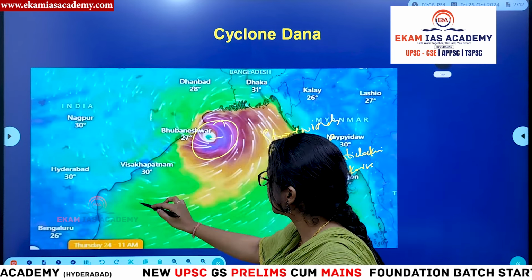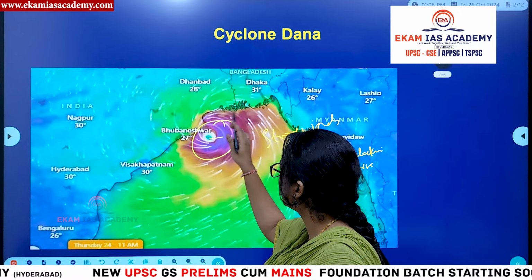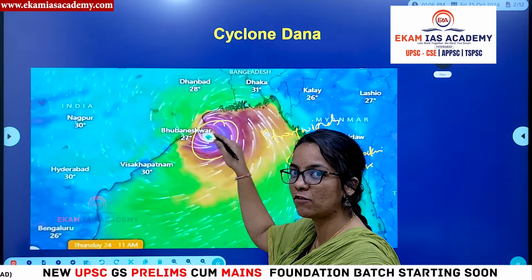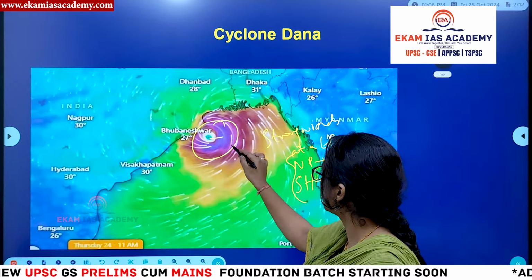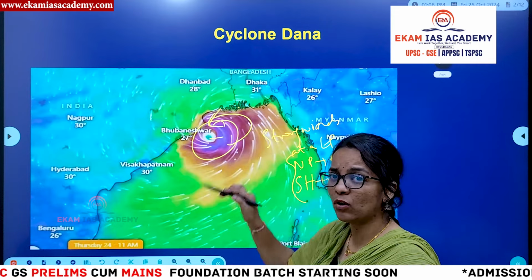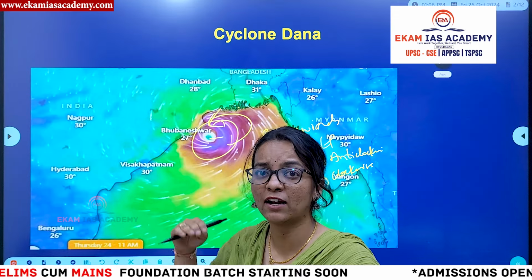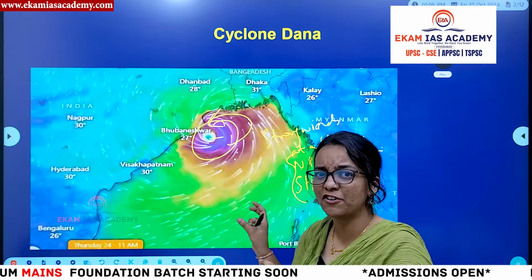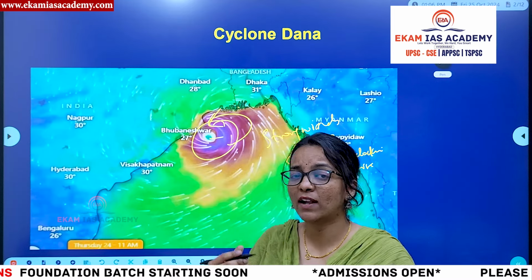It is like the east coast, and see how it is swirling. The winds are spiraling very fast. In the northern hemisphere it is anti-clockwise, in the southern hemisphere it is clockwise. This is a brief introduction of cyclone. Now we will see what the conditions are.